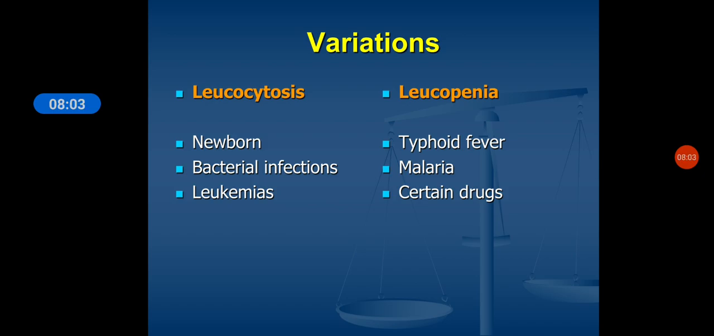So you should know the important causes. In the theory class I've dealt with all these things. Leukocytosis you should define as physiological and pathological causes. Physiological is usually in newborns. Pathological can be bacterial infection or any form of leukemia. The most common cause of leukopenia is viral infection, or it can be malaria or certain medications which reduce the WBC count, especially chemotherapeutic agents.